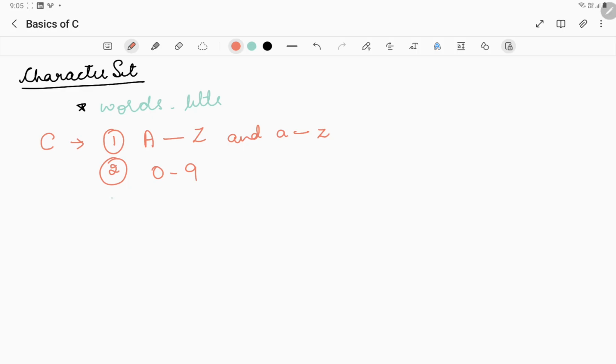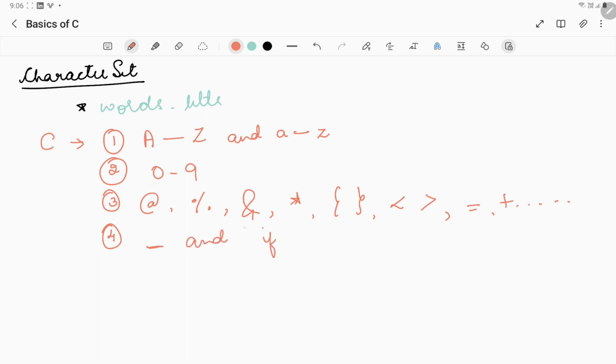Special characters also get included, that's the third one, such as at symbol, percentage, ampersand, star, brackets, greater than or less than, equals to, plus, all of the special symbols. Then we also have a blank symbol. This is basically a space symbol, like when you're writing two words, the space is also a character set for C language.